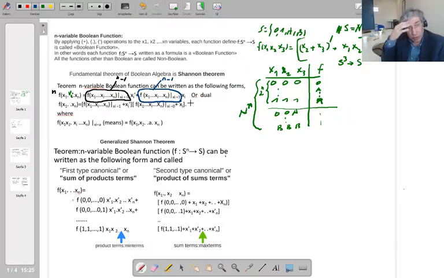So the next step: since this is a theorem, the dual of this theorem should also be true. How are we going to find the dual of a theorem? Let me remind you what the duality principle was. Wherever you see plus, you're going to replace it with multiplication. Wherever you see multiplication, you're going to replace it with the sum operation. Wherever you see 1, you're going to replace it with 0. Wherever you see 0, you're going to replace it with 1.